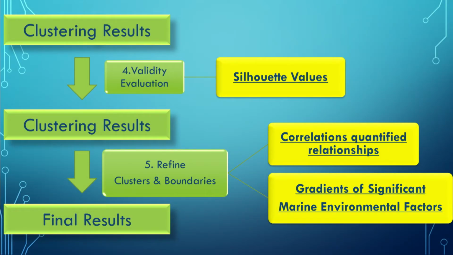After the clustering analysis, the silhouette values were used to evaluate the validity of the clustering results and to further refine the boundaries between the classifications. The correlations, quantified relationships, and gradient analysis of variables were also performed to seek significant distinctiveness located at the edge of ecosystems.